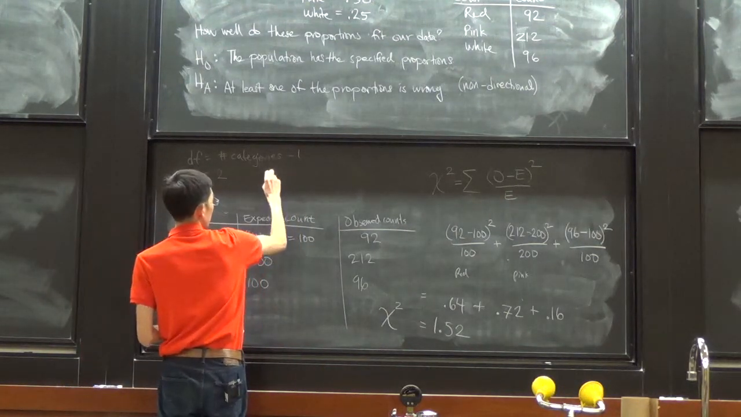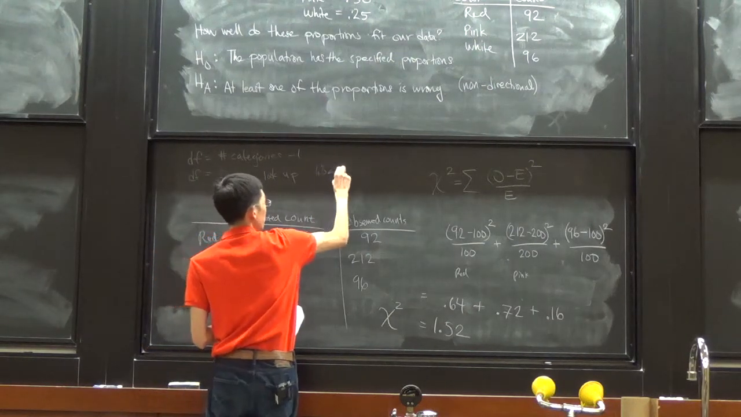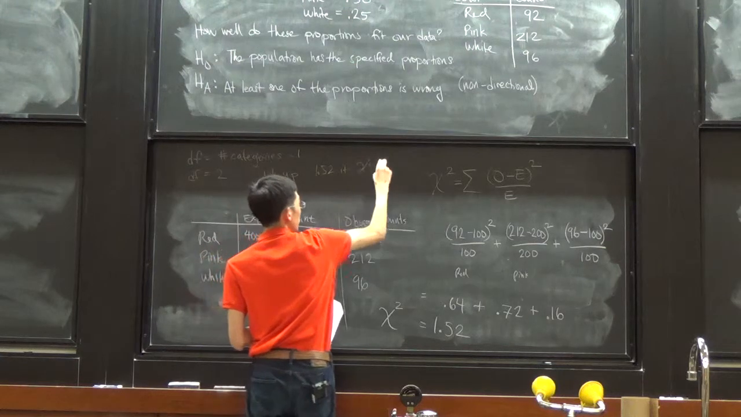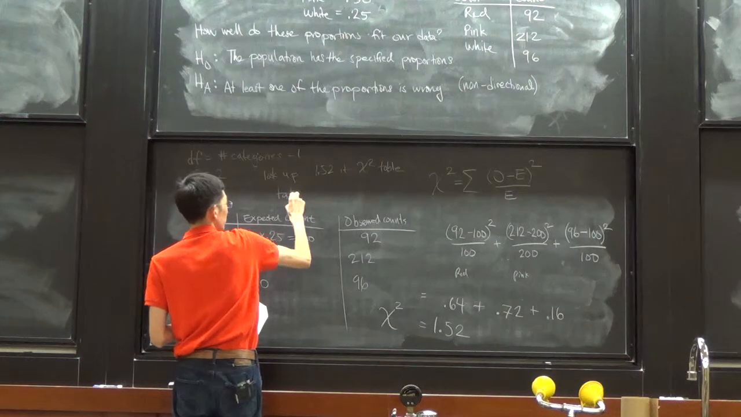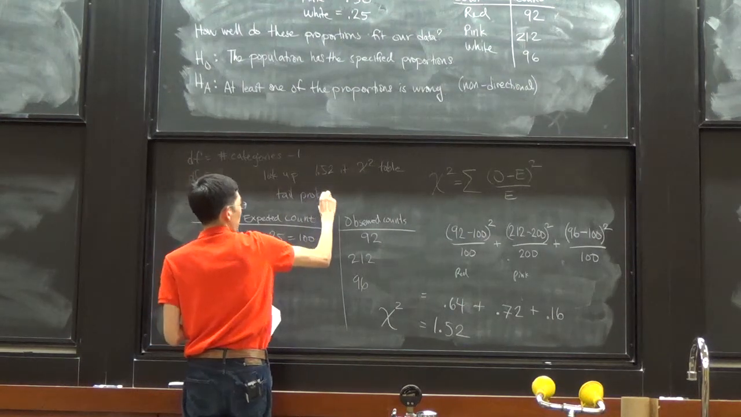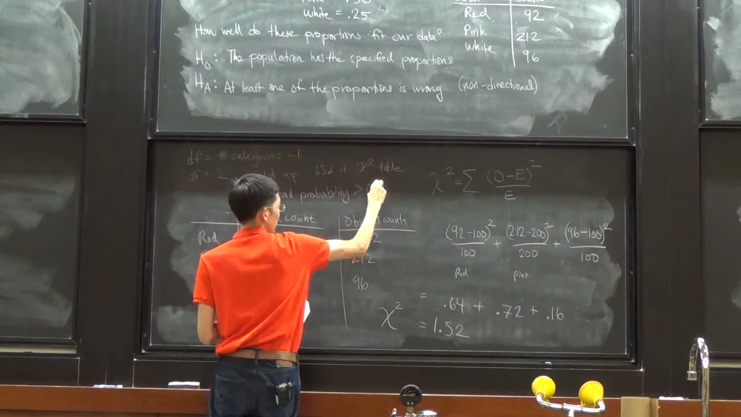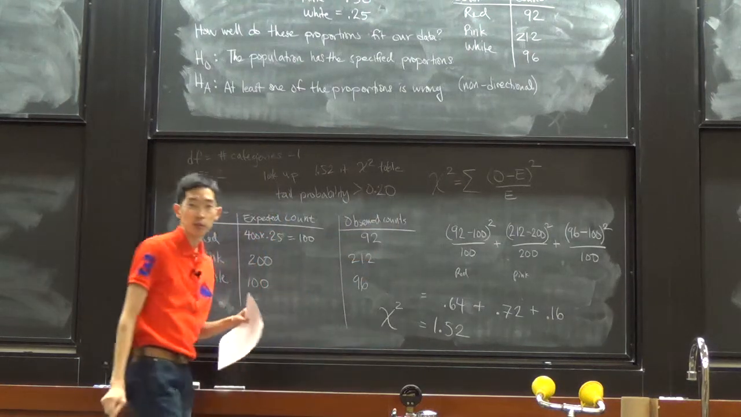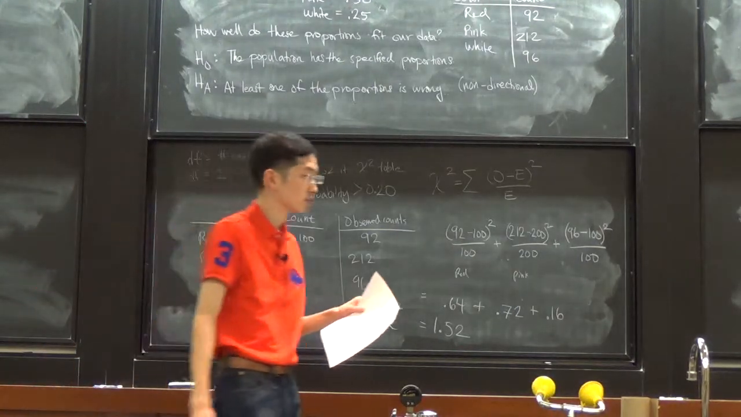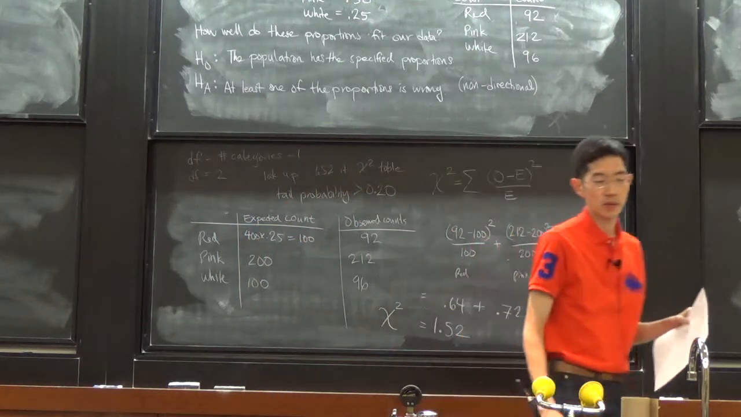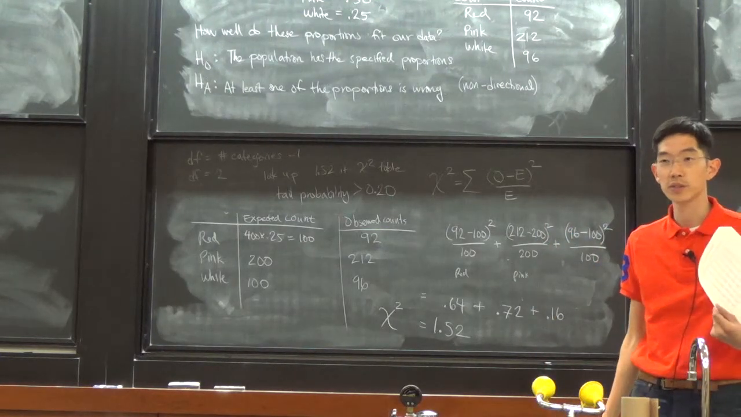So we look up 1.52 in the chi-squared table, and what we get is our tail probability is greater than 0.20. Are there any questions?